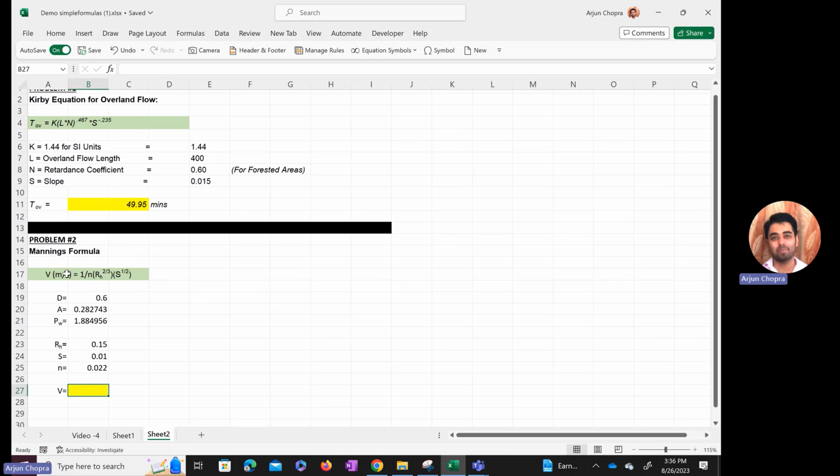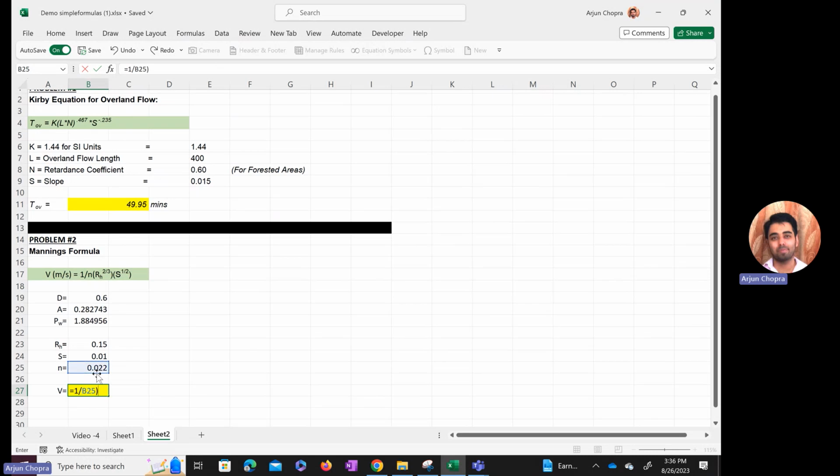Right, let's move to problem number 2. This problem is a little different from problem number 1 because there the power was given to us in decimal form. Here the power is given to us in fractional form. Let's see how we're going to solve this. I'm going to press equal to 1 divided by n. I'll put 1 first of all, a constant, divided by n, and the n value is this. So I'm going to select the cell.